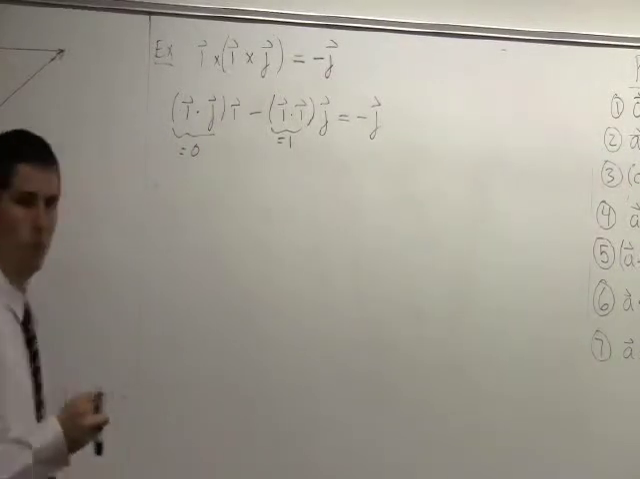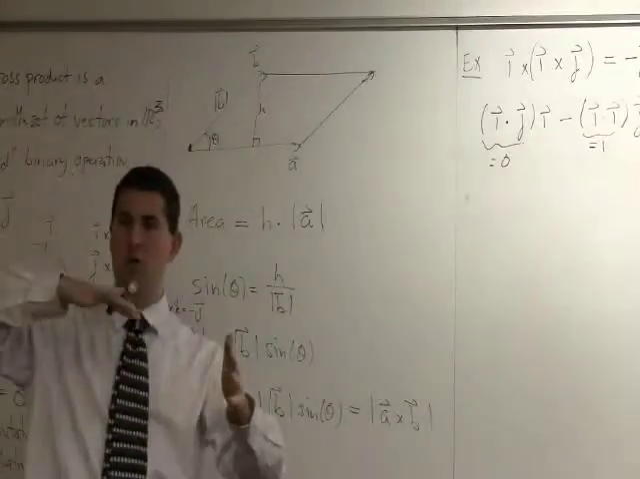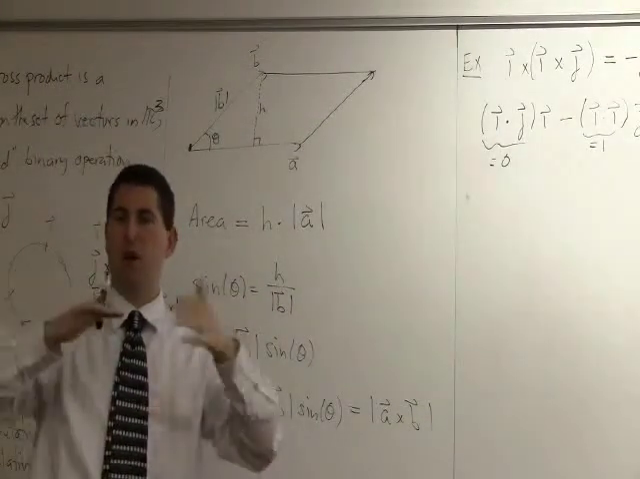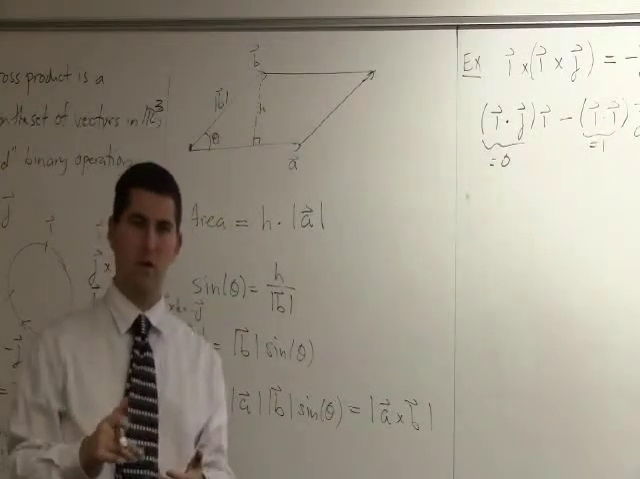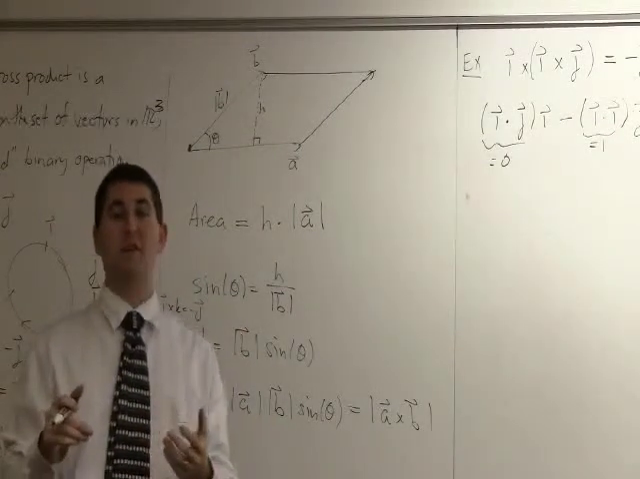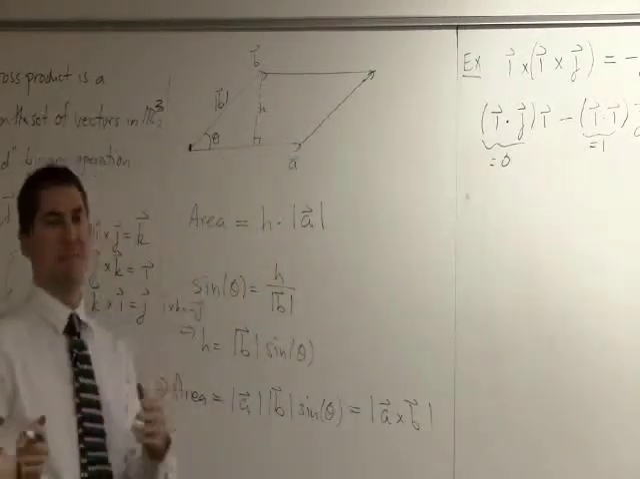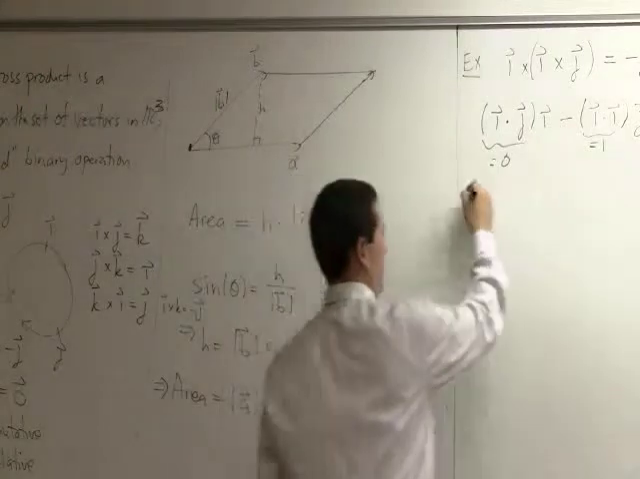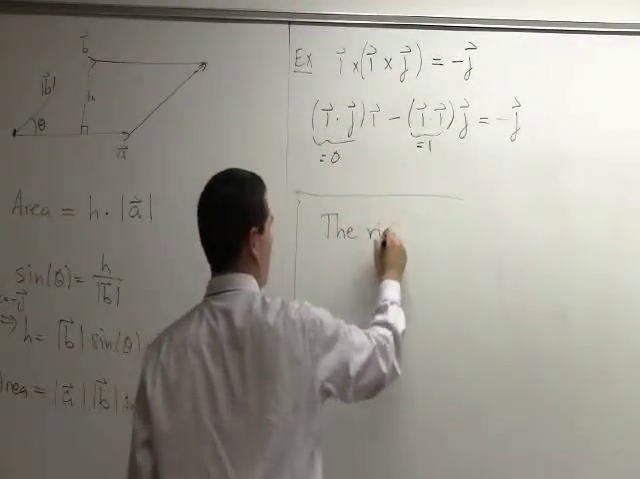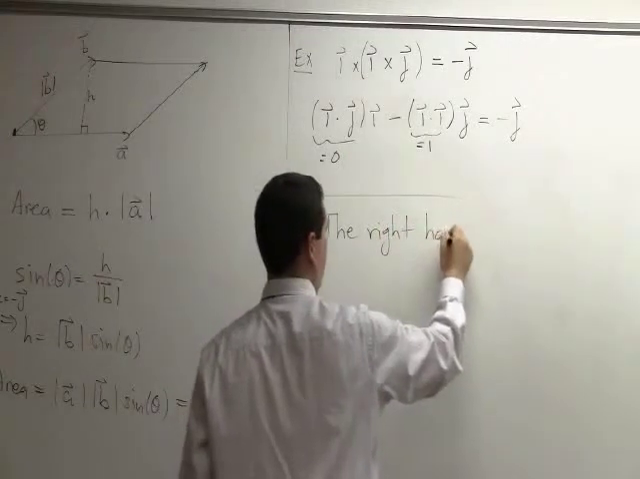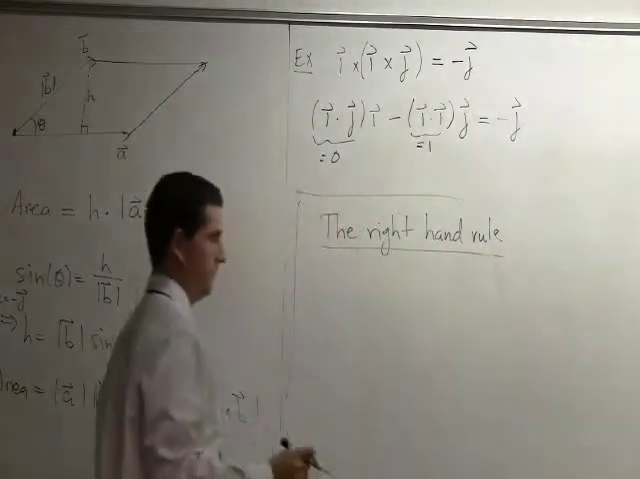Let me give you the rule for how to tell which direction the cross product is going to point. So you maybe have heard it in physics. It's called the right-hand rule. Or in physics, sometimes they have the left-hand rule. I've seen this before, but no, we use the right-hand rule for the cross product here.